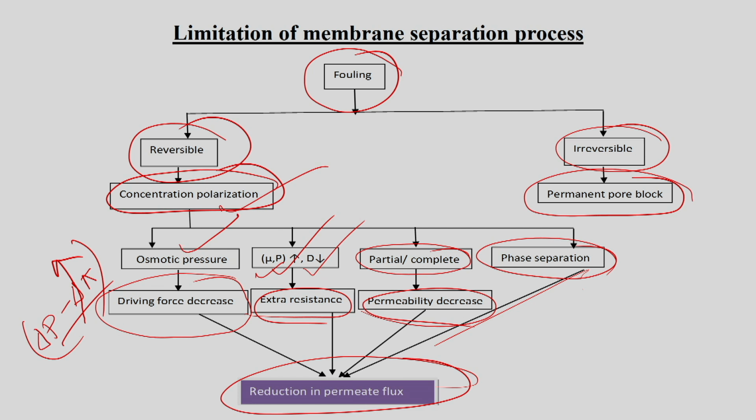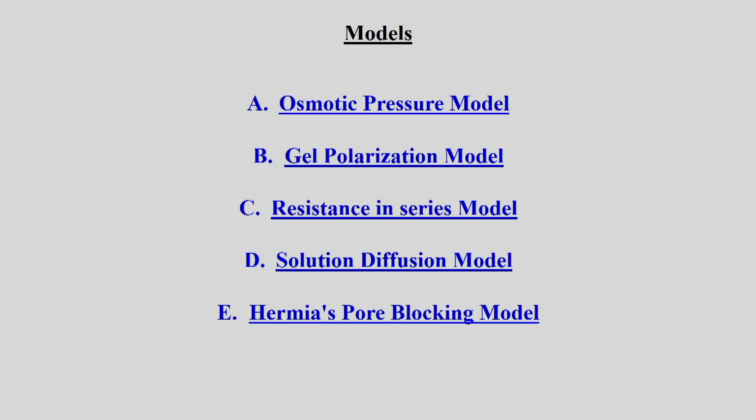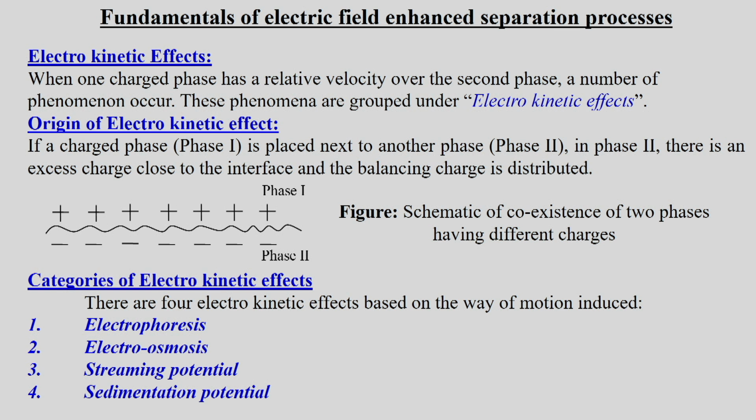So, there are so many methods to decrease the fouling of the membrane separation processes. Now, we have discussed in detail about these models, like the osmotic pressure model, gel polarization model, resistance in series model, solution diffusion model, and Hermia pore blocking model. And then we have discussed in detail about the fundamentals of the electric field enhanced separation processes in the membranes.